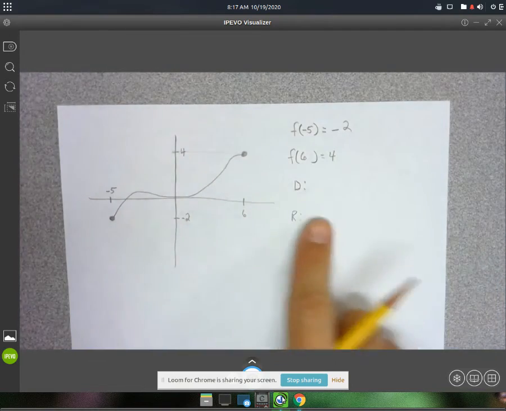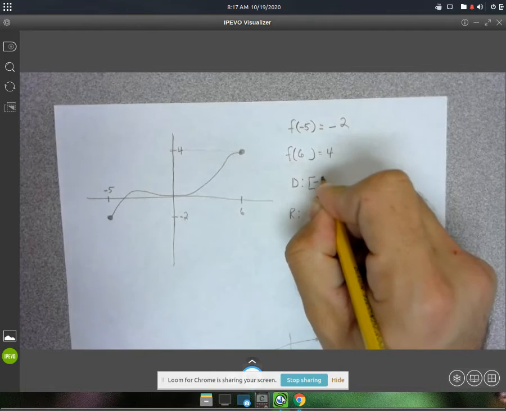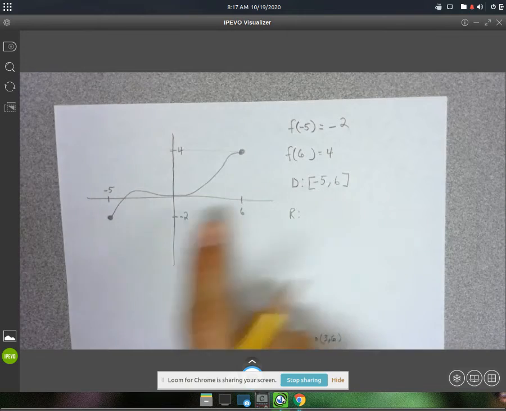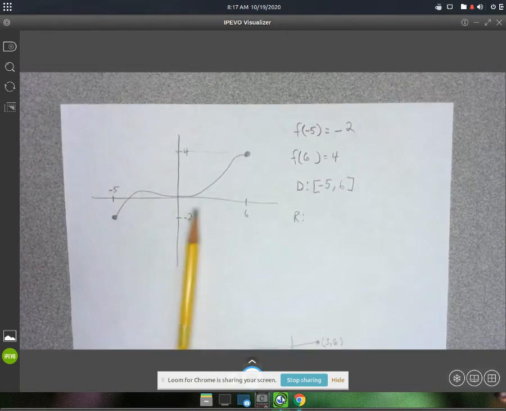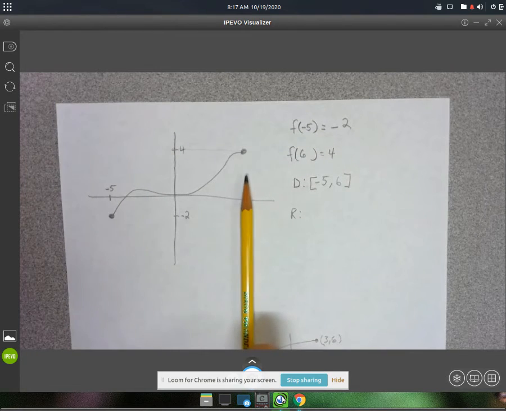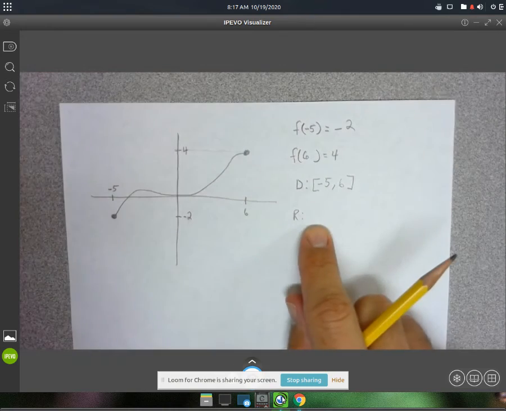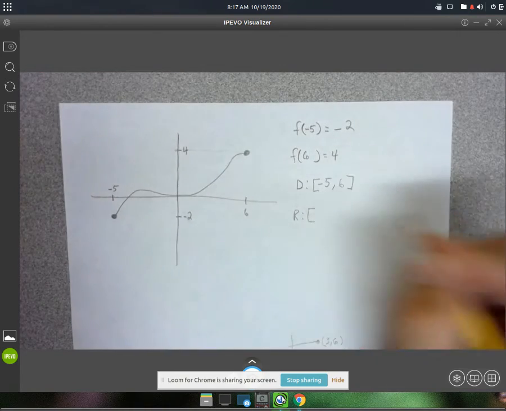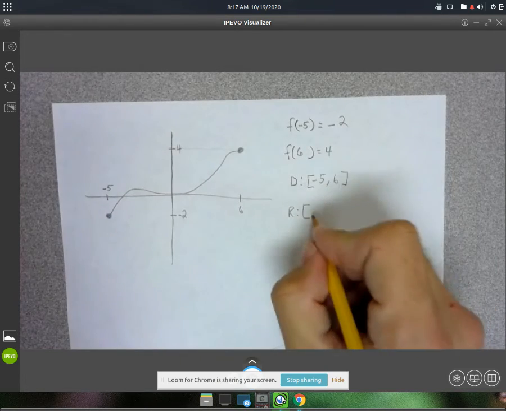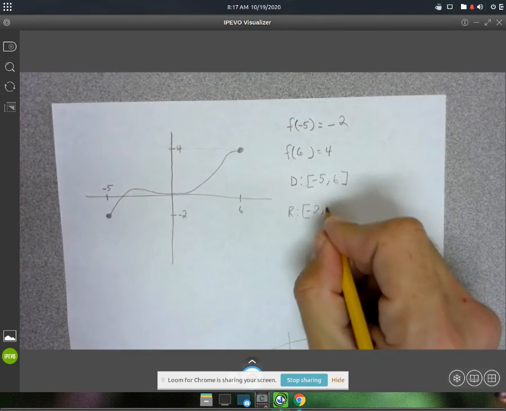Domain is how far left and right it goes. In this case, it's going to be -5, 6. So those are the only x values that this thing takes on. The furthest to the left it goes is -5, and the furthest to the right it goes is 6. All right. Range, how far up and down? Well, the lowest it goes is right here, and that is -2. And the highest it goes is right there, which is +4.